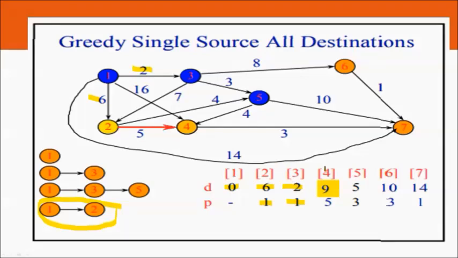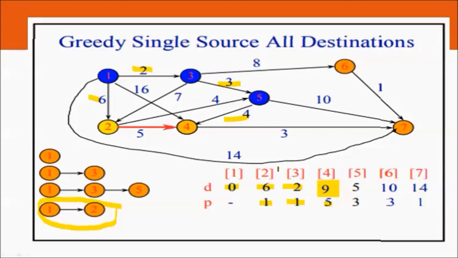Next, vertex 1 to vertex 4. Again, we have 9. Vertex 1 to 3, we have 2, and then vertex 3 to 5, we have 3, and vertex 5 to 4, we have 4. That's why we have 9. And the predecessor is vertex 5.